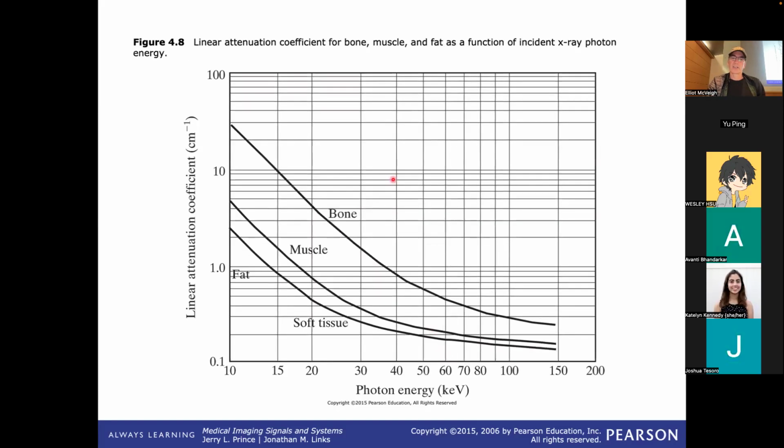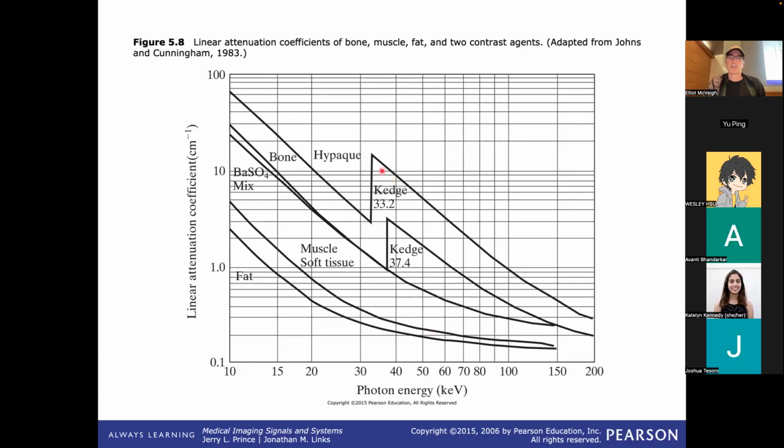Here's the addition. So here are our basic tissues, and this is the addition of a couple of new curves, which are contrast agents. Remember, contrast agents have really high linear attenuation coefficients, so they absorb a lot of X-rays. That's why they're here. This is Hypaque, which is the stuff you inject in vessels to do angiograms. This is barium sulfate, which is what that guy was swallowing in the introductory lecture. Both of these have a thing called a K-edge. You have a linear attenuation coefficient, and then it suddenly changes when you cross a certain energy. In this case, it's 33.2 keV.